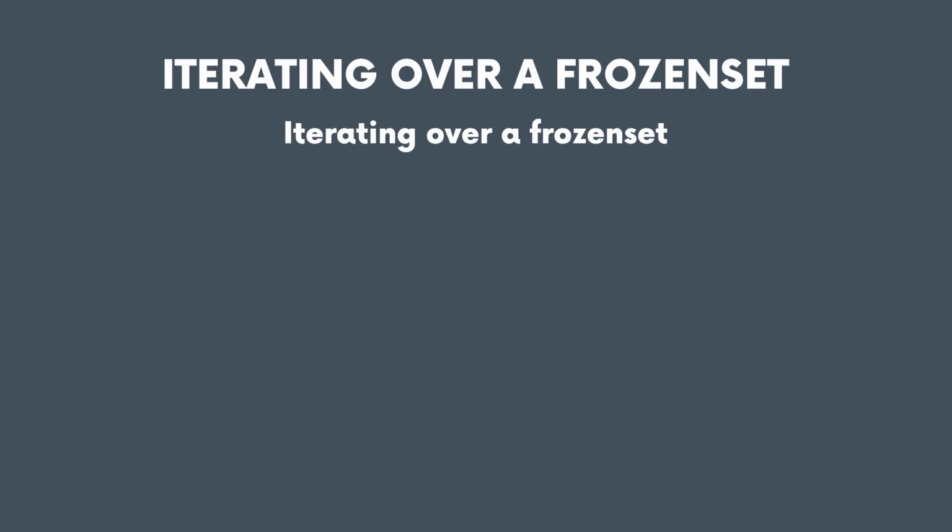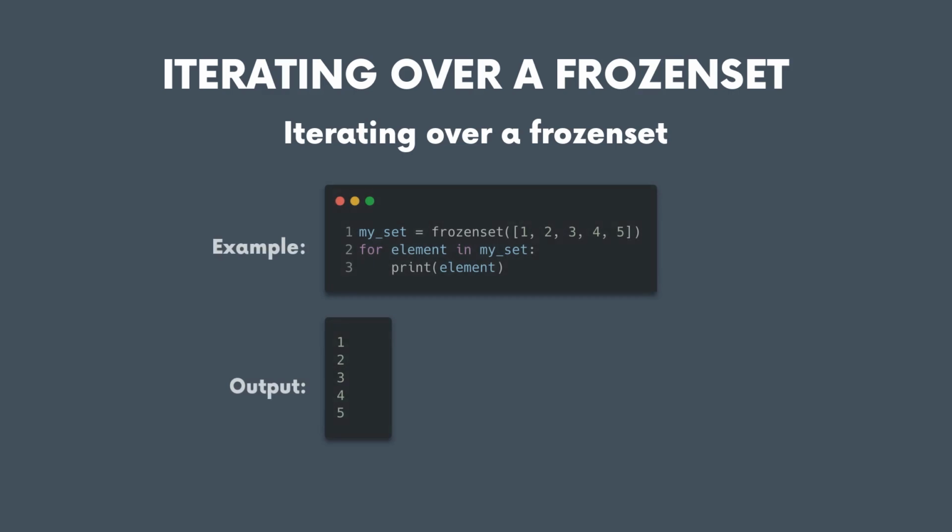Let's see how to iterate over the elements of a Frozenset. We use a for loop to iterate over the elements of the Frozenset mySet. Each element is printed in a separate line.